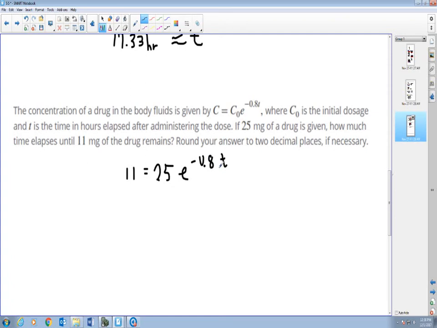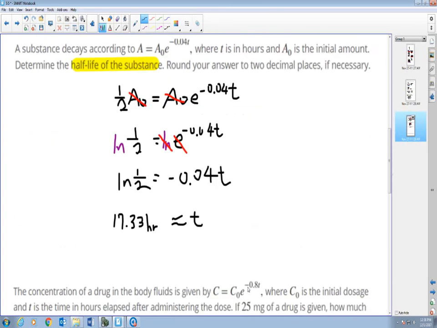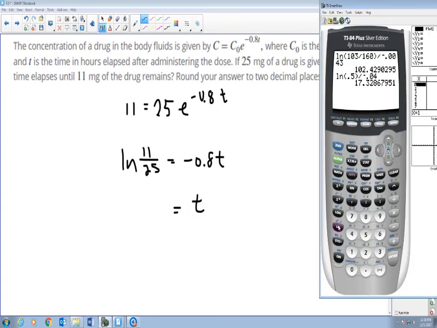So this problem is very similar to this one right here. Basically the same thing, just a different topic. So divide both sides by 25 first, take a natural log on both sides. So eventually I will have natural log of 11 over 25 equal to negative 0.8t. So to get t by itself, we will just take natural log of 11 over 25, then divide by negative 0.8.